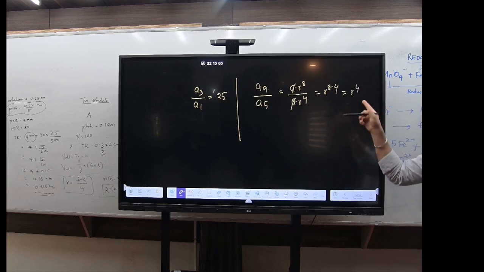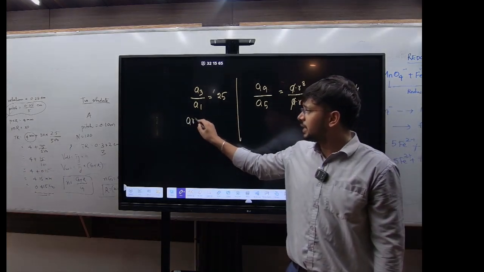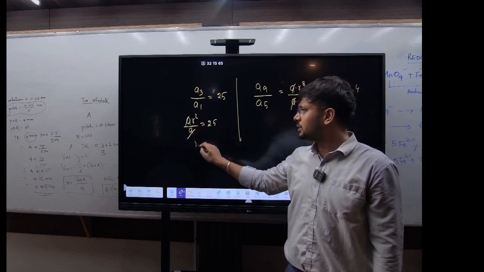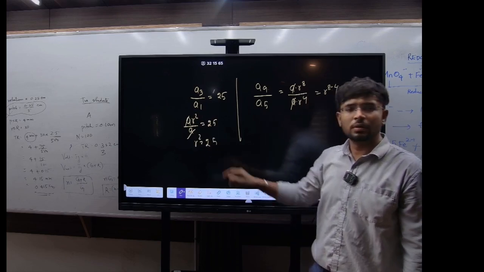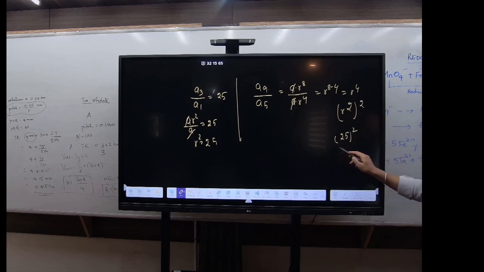I need to find the value of r. Here it is given A3 can be written as A r square, A1 is A, that is given as 25. So can you say r square is 25? So r to the power 4 can be written as r square whole square. r square is 25, so 25 whole square. The answer is given in terms of 5. So 25 can be written as 5 square. This is 5 to the power 4. Understood?